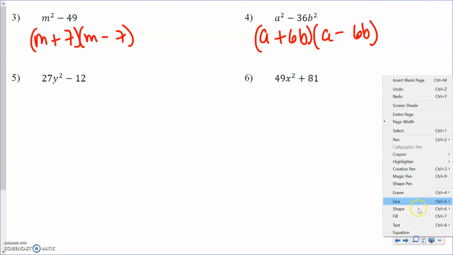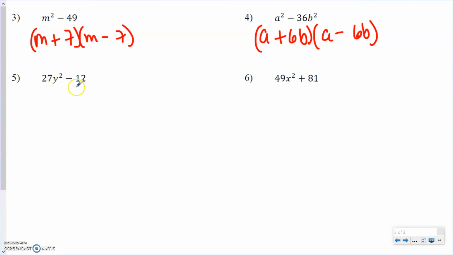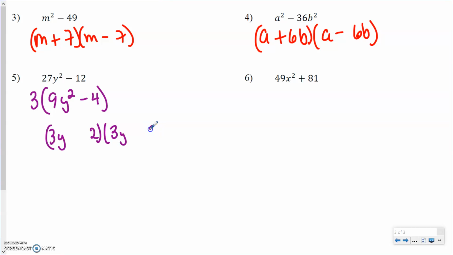The reason I want to do more than 1 on here is because I can actually divide everything by 3. So I can divide by 3 to get 9 times y squared minus 4. Now the square root of 9 is 3. The square root of 4 is 2. So if we write that twice, since it was squared, and make 1 plus and 1 minus, this is our factored form.